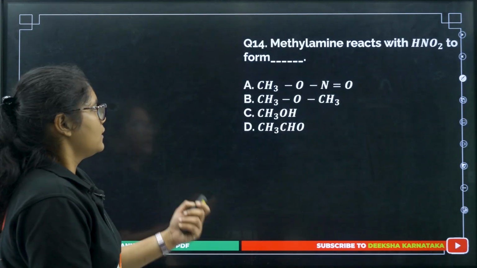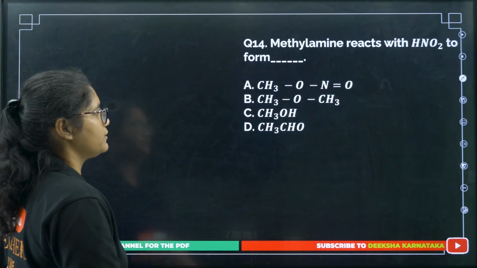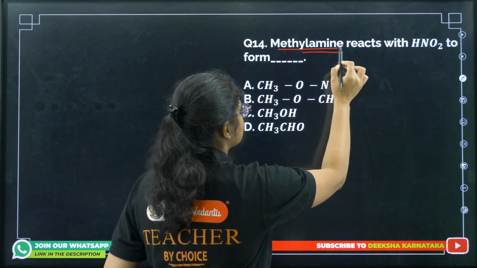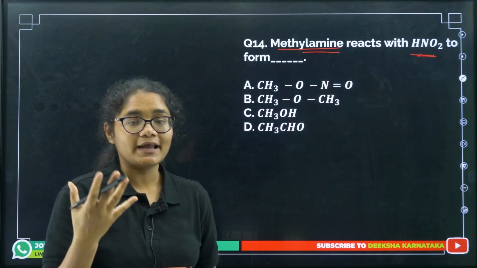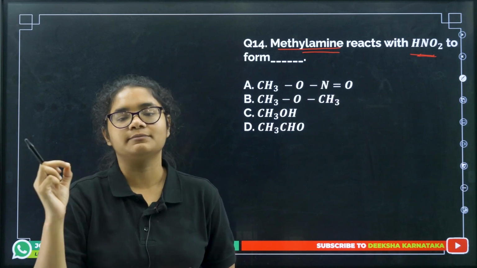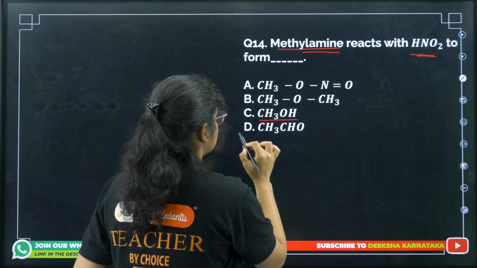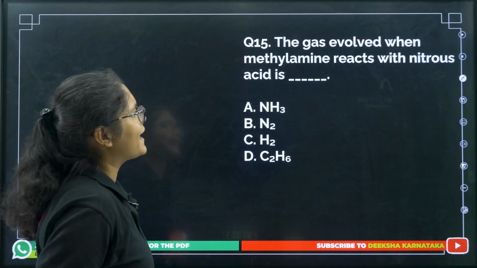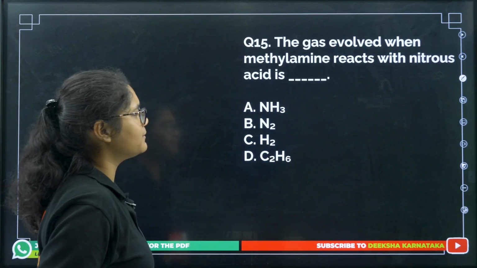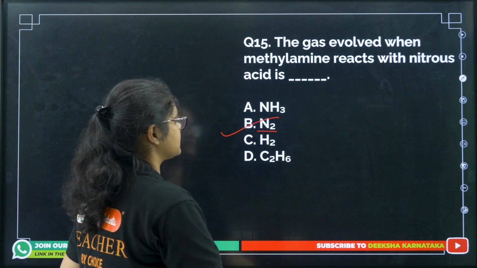Okay. Next, methylamine reacts with HNO2 to form. So if you remember, alkyl amines with HNO2 form alcohols, whereas aryl amines with HNO2 form benzene diazonium chloride. So alcohol will be there, CH3OH will form, option number C here. Okay. Next, the gas evolved when methylamine reacts with nitrous acid is N2 gas, released as a byproduct.